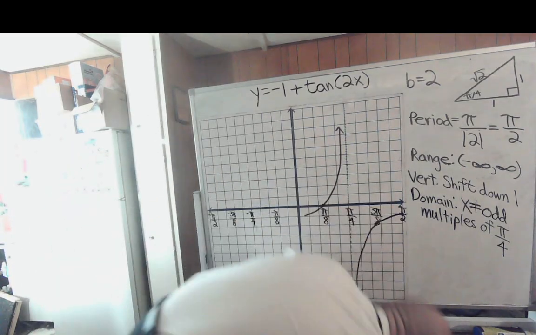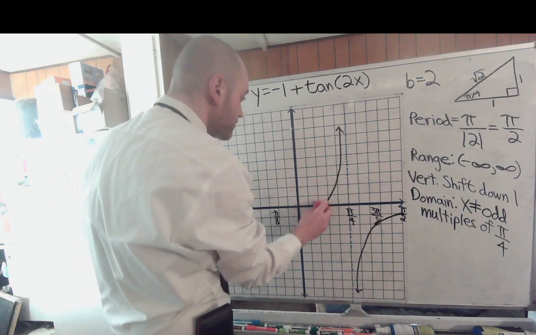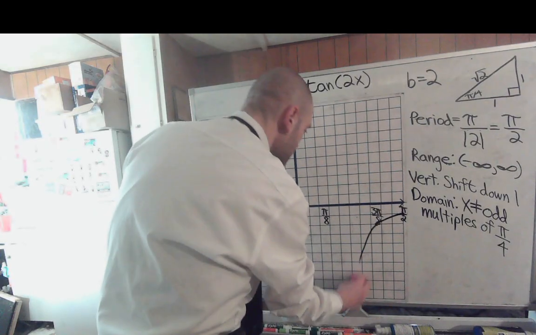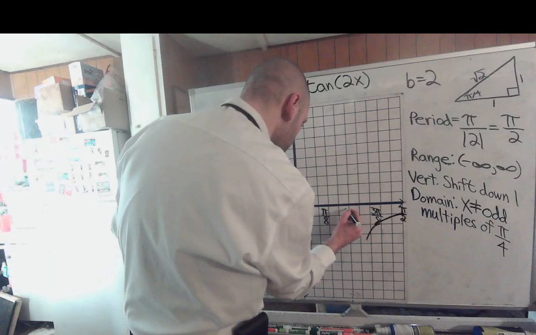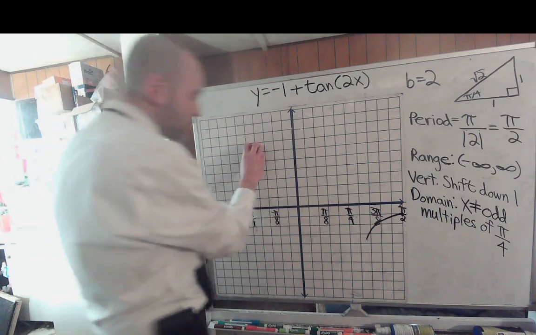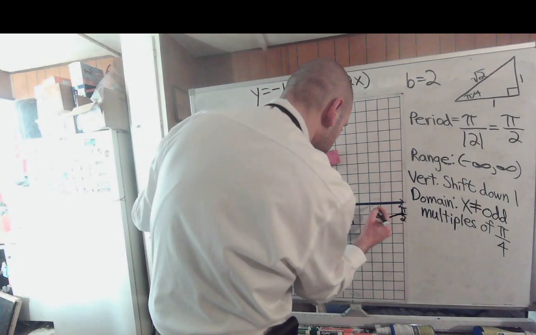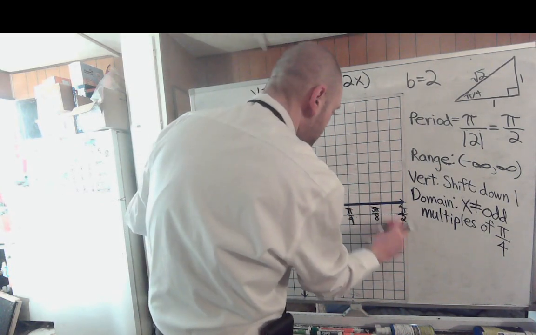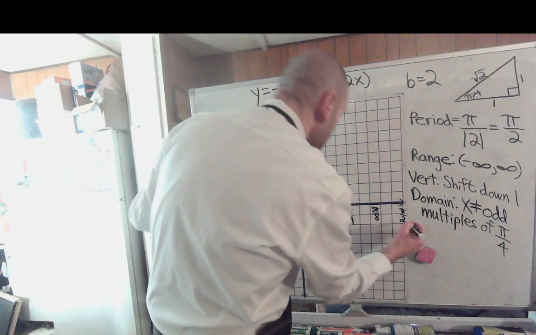If I could quit dropping stuff, that would be amazing. Maybe someday I will, but here's pi over 4. Let's get 3 pi over 8 back on the map. Here's pi over 2, perfect. All right.